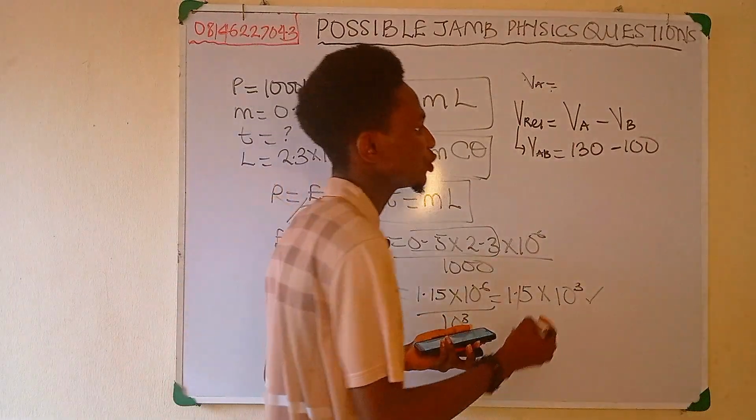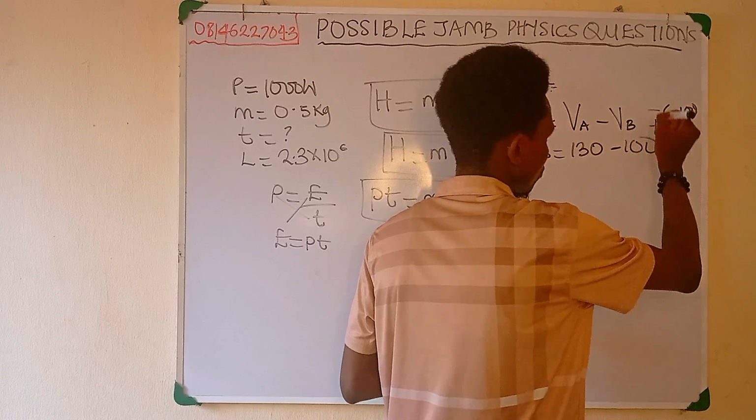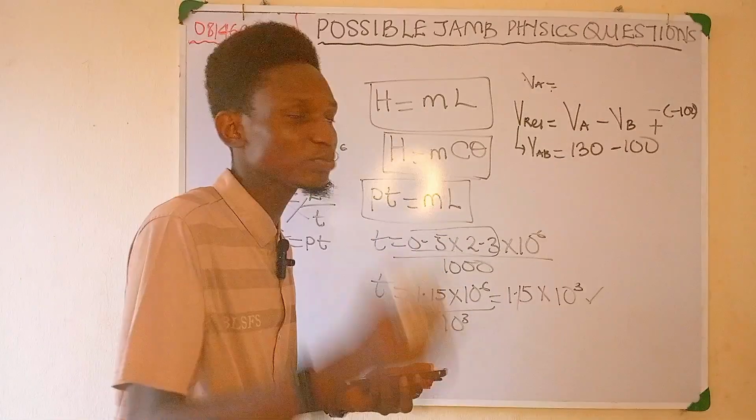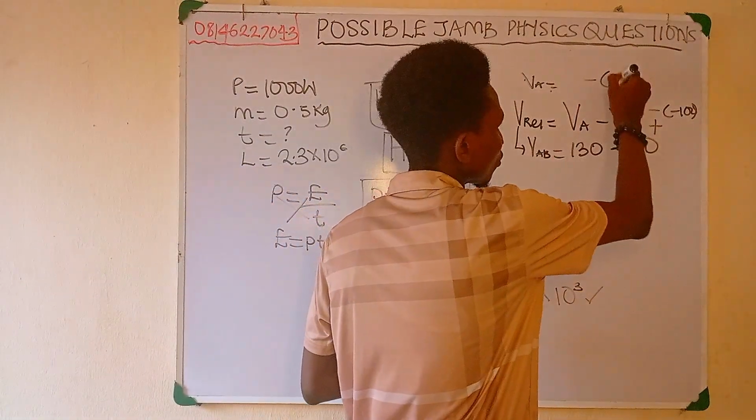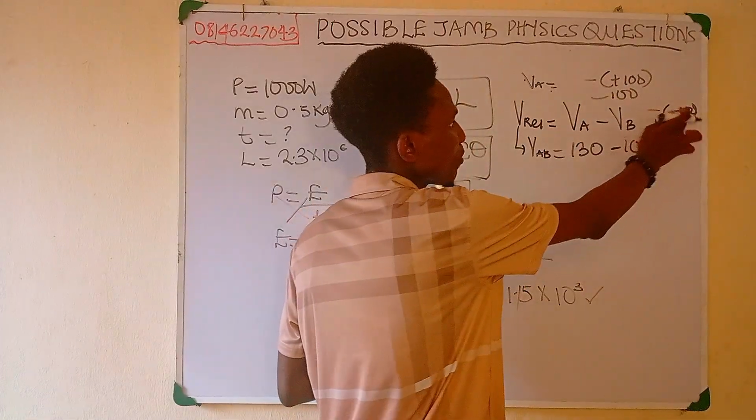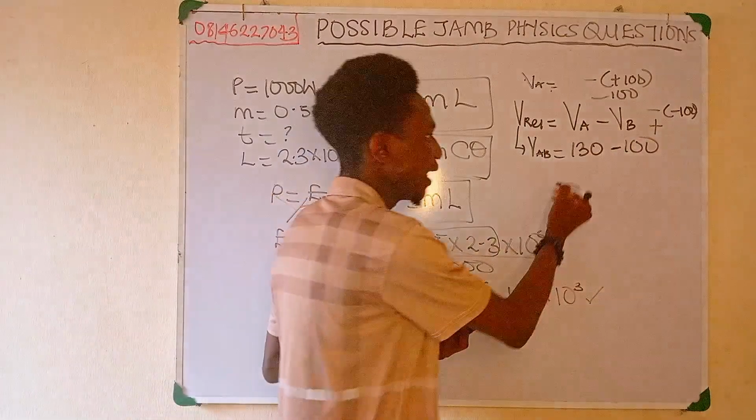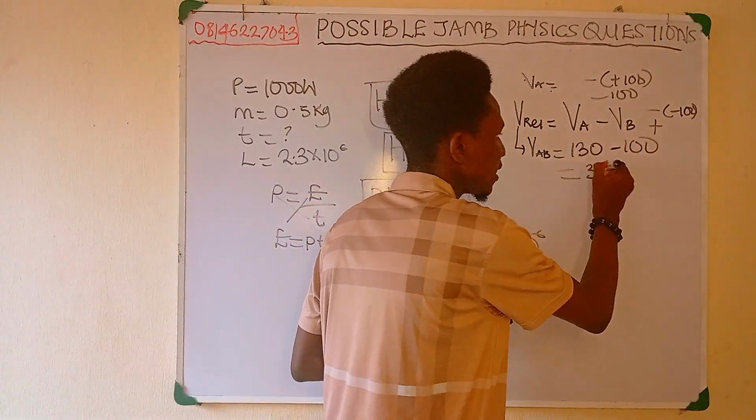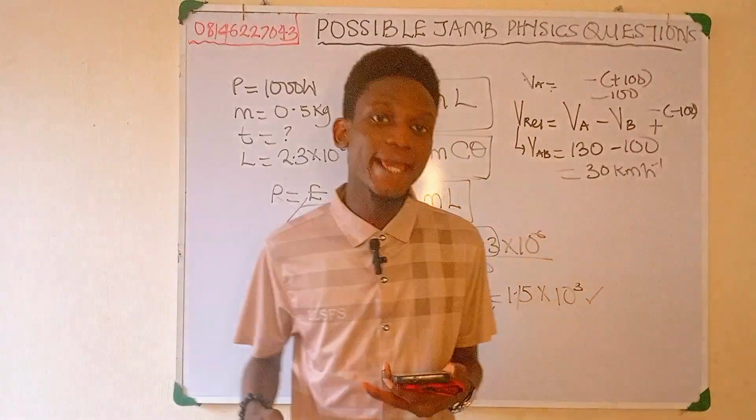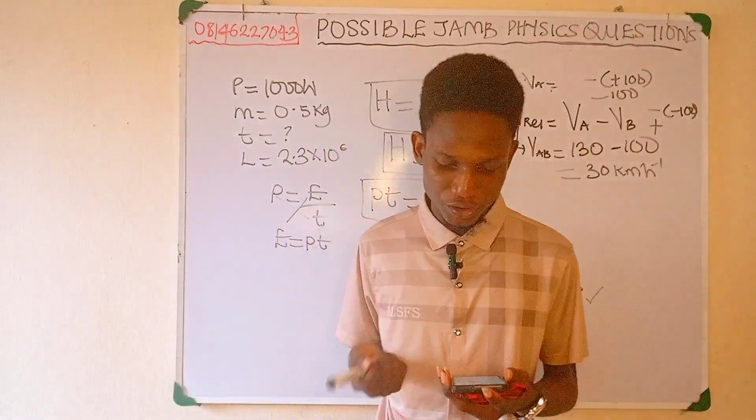But if it were in the opposite direction, it's going to be minus minus 100, which gives us plus. But in the same direction, we just put our 100 because it is positive. Minus times plus 100 gives you minus 100. But if you're in the opposite direction, it will change to 130 plus 100. Now, 130 minus 100 gives you 30 km/h. So it means option A was correct. That question is just on relative velocity. It's not difficult.